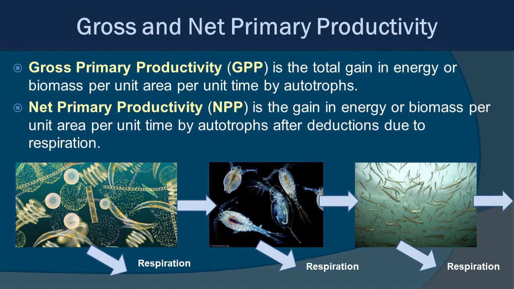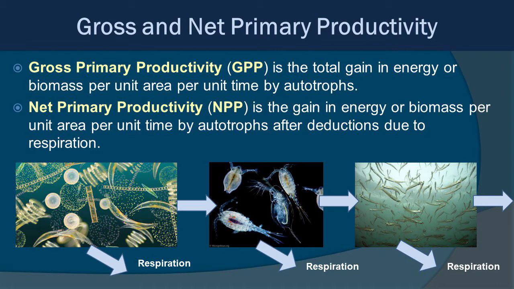Now here's some terms. Gross primary productivity is the total gain in energy or biomass per unit area per unit time by autotrophs. So we're talking about producers here, right? So that's the total energy gained. Now, net primary productivity is the gain in energy or biomass per unit area per unit time by autotrophs after, here's the difference, after the deduction due to respiration.